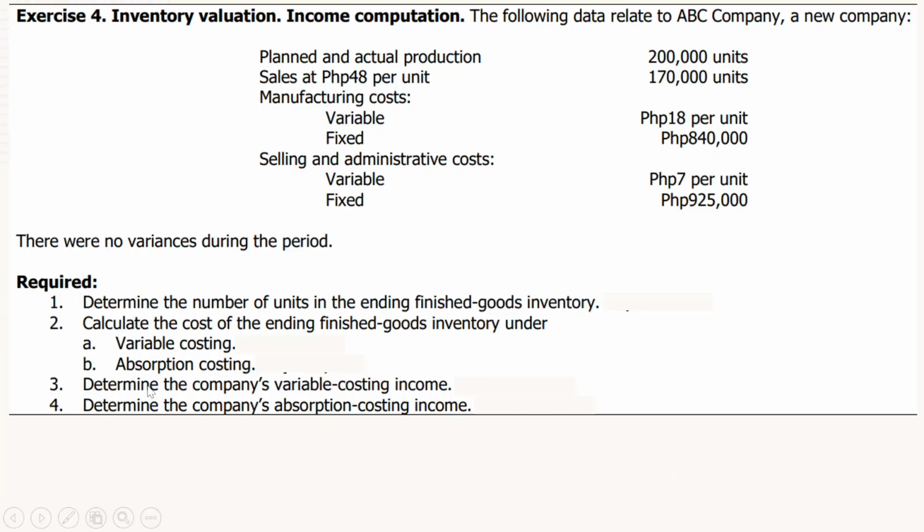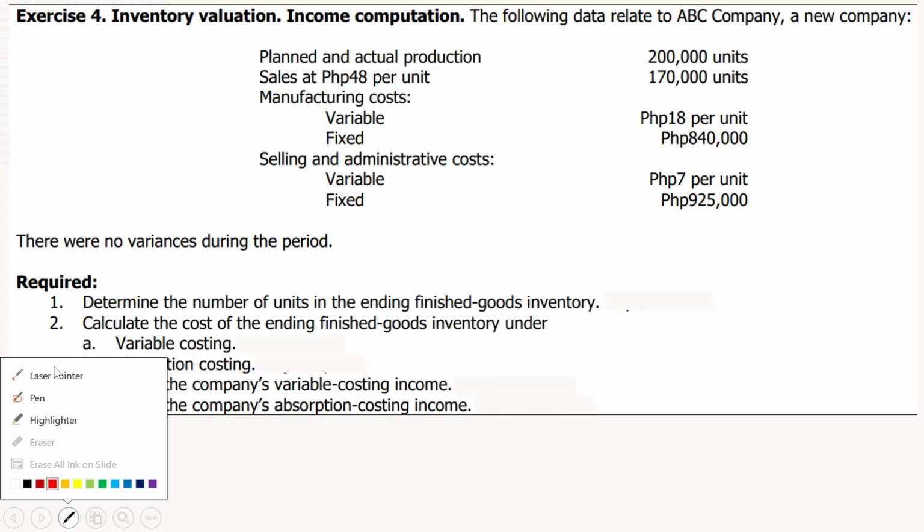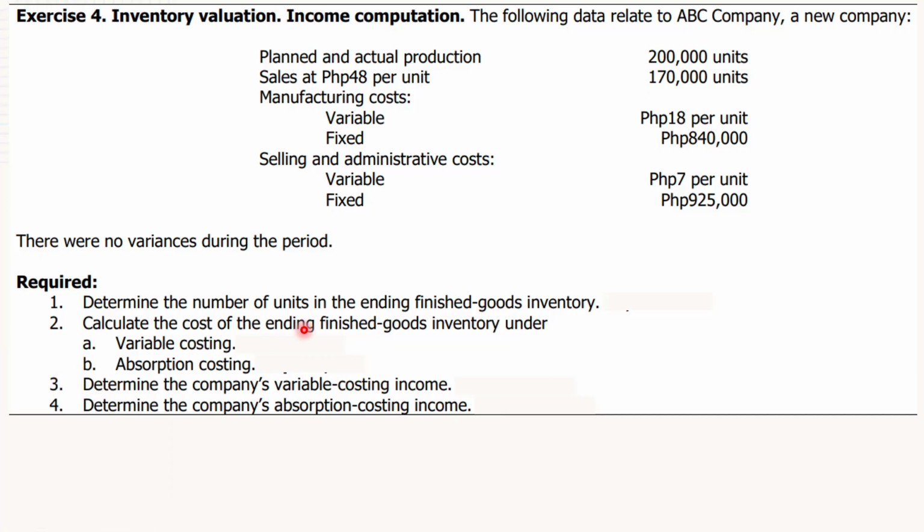Okay, so let us now resume our recording on absorption costing versus variable costing. This is the second part, 2 of 2. For this exercise, we already began the discussion on this one. We answered item number 1: determine the number of units in the ending finished goods inventory.